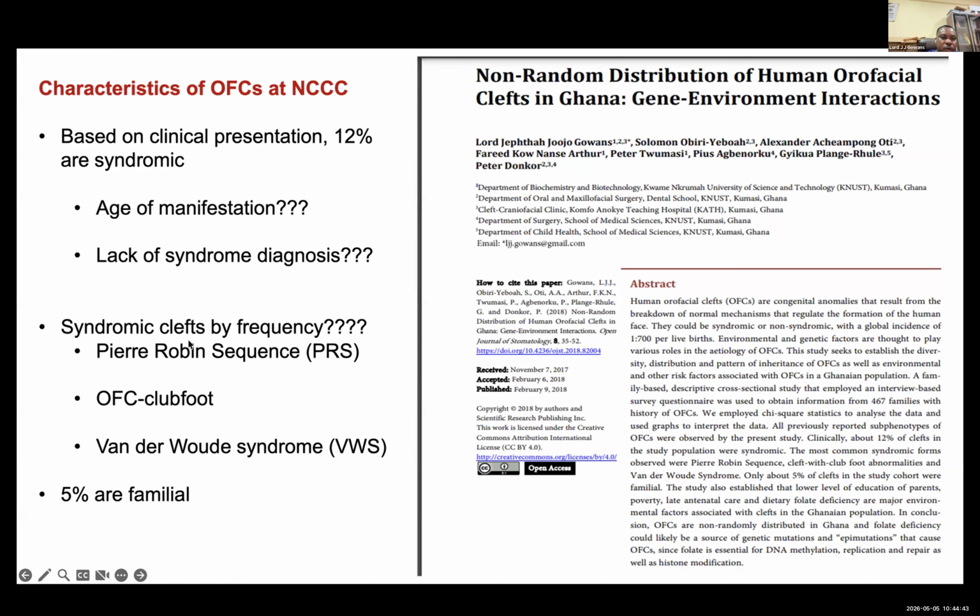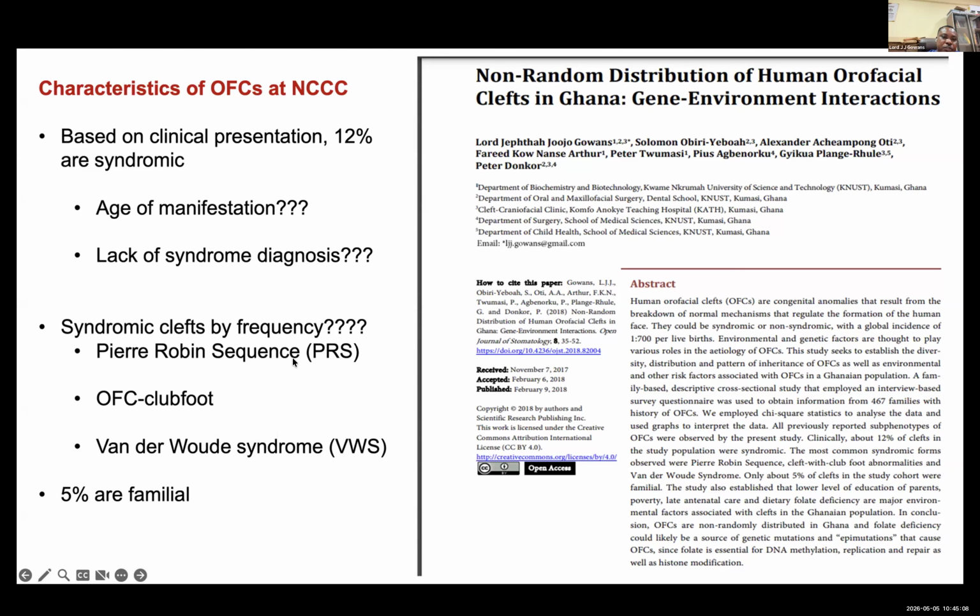All right. If you pick our center, for example, apart from Van der Woude syndrome, which worldwide is said to be the most common, Pierre Robin sequence is very common among us, more common than Van der Woude syndrome. So we see more cases of Pierre Robin sequence, and cleft presenting with lip abnormality and cleft palate are more common than Van der Woude syndrome in our cohort.